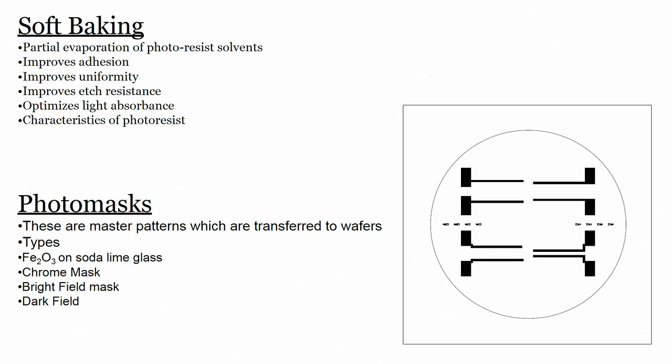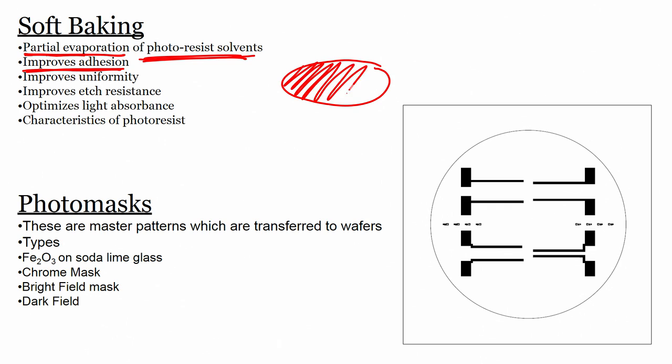So, let us see what is the advantage of doing soft baking. Alright, soft baking helps for partial evaporation. Partial evaporation of what? Photoresist solvents. Then the second thing is, it will improve the adhesion. That means that once you coat the photoresist on the wafer, you have to perform soft baking.